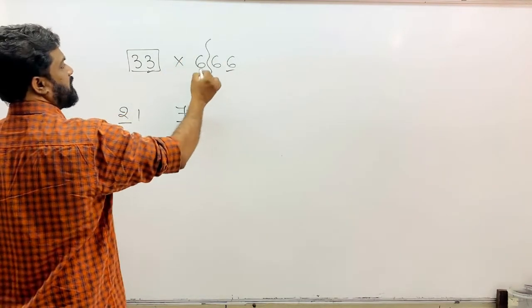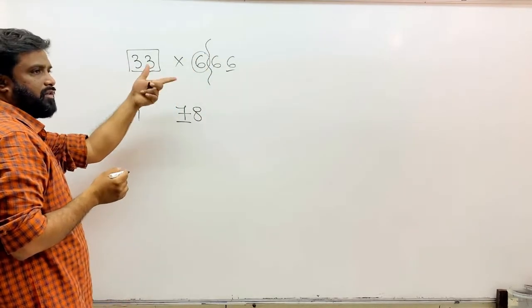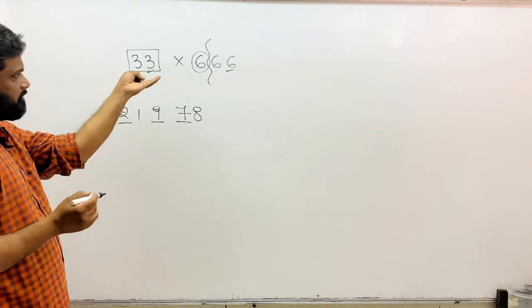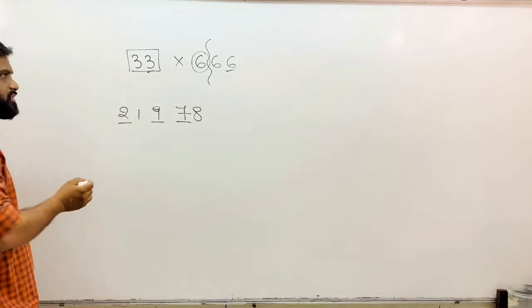Now how many extra digits here? 1 extra 6 you got. So here 2 digits and here 3 digits. So 1 digit extra here, so I am inserting 9. So the beauty here is, if the number of digits are reversed, then also the answer will be the same. You can check in your calculator if you want.